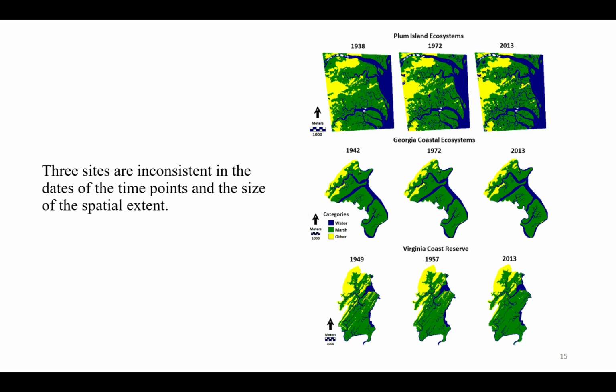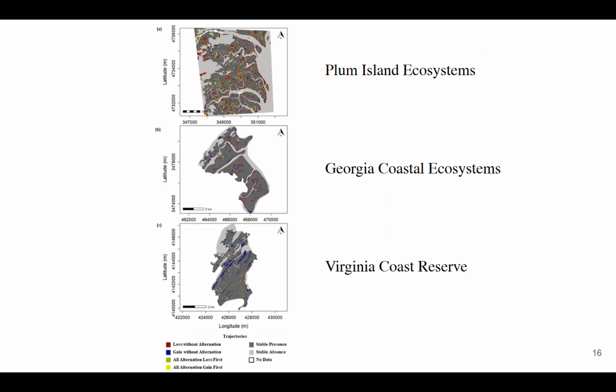However, the sites are not consistent in dates of the time points, nor the size of the spatial extent, nor the amount of marsh within the spatial extent. Nevertheless, trajectory analysis allows comparison among the 3 sites by using the concept of unified size. Trajectory analysis generates these maps by overlaying the 3 time points for each site.